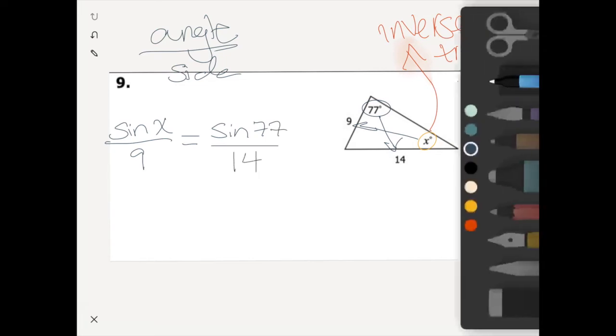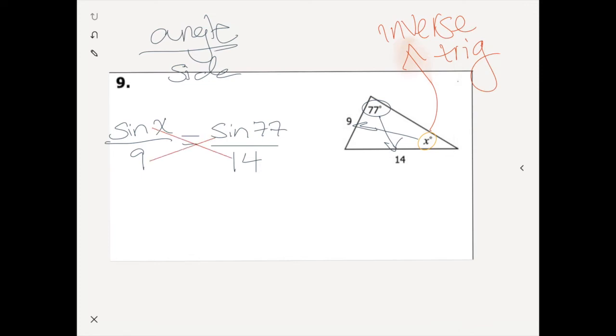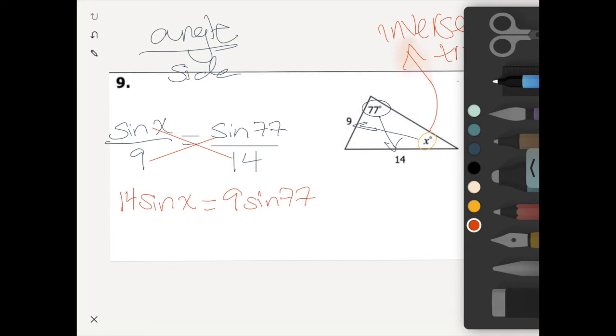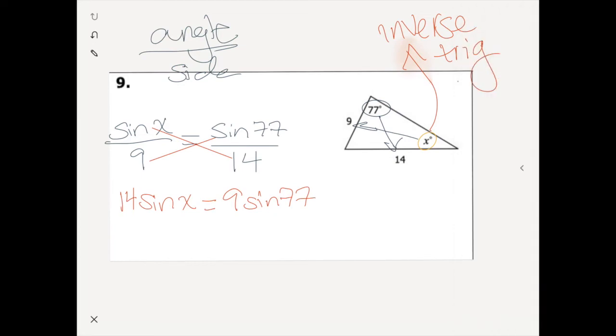We're still going to cross multiply. So we're going to cross multiply here, and we're going to have 14 times the sine of x is equal to 9 times the sine of 77. So we still don't have x by itself. In order to get x by itself, we need to get rid of everything next to x. So right now we have a 14 and a sine next to the x. The first thing I'm going to do is get rid of this 14. Right now it's being multiplied, so I'm going to do the opposite, which is divide by 14. So I have the sine of x is equal to 9 times the sine of 77 over 14.